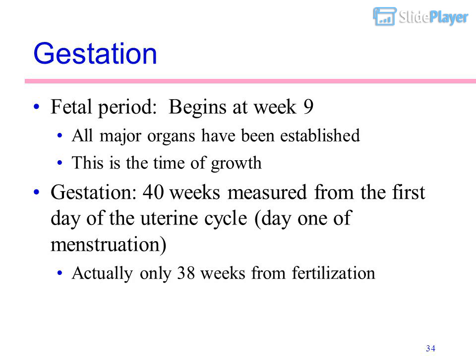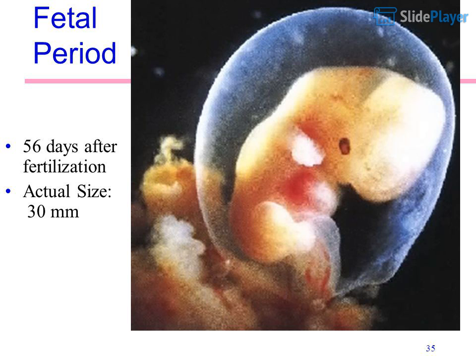Gestation. Fetal period begins at week 9. All major organs have been established. This is the time of growth. Gestation is 40 weeks measured from the first day of the uterine cycle, day 1 of menstruation. Actually only 38 weeks from fertilization. Fetal period. 56 days after fertilization. Actual size, 30 mm.